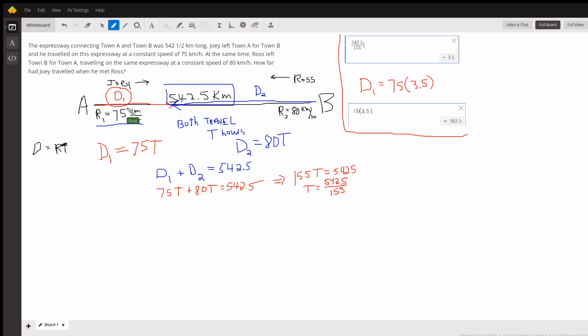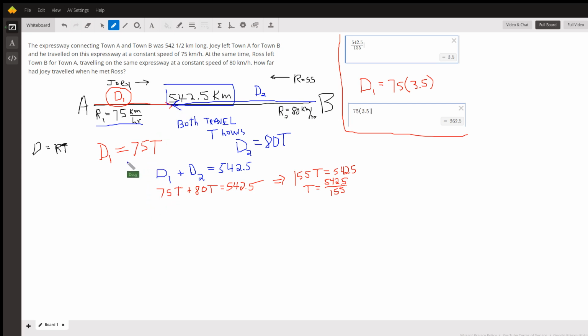So if distance equals rate times time, Joey's distance, we could call that d sub j if I wanted to, is his rate times however many hours they're traveling. And Joey's distance is 75 times t, and Ross's distance is his rate times the number of hours. And what has to be true is that the sum of those distances is 542 and a half kilometers because they're covering the distance between the two cities when they finally meet each other on the highway.